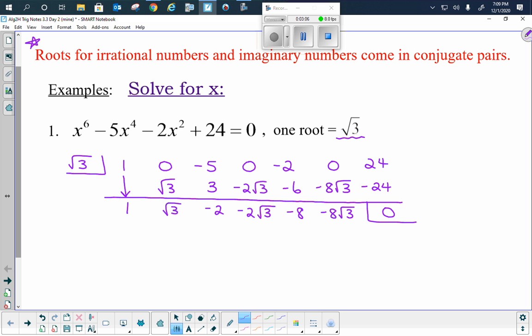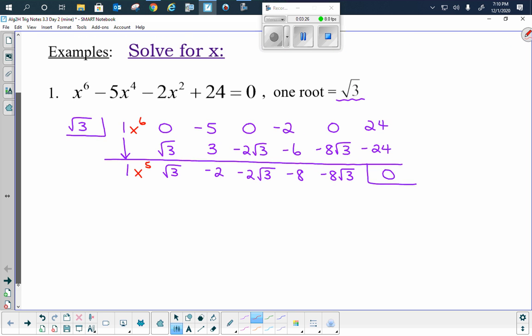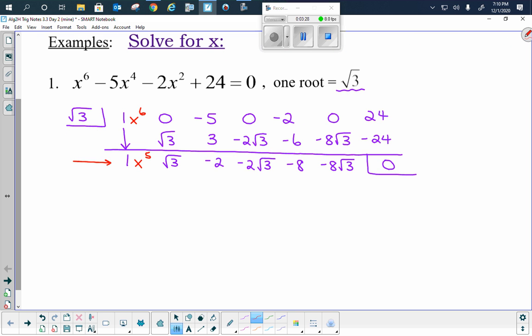I've now depressed this equation from x to the 6th to x to the 5th. Well, I don't want to start over with another root and go back to x to the 6th, because the only thing I can depress it to is x to the 5th, which means, here's the key. Once you have a root, you now use these as your coefficients. That's what you're going to divide into. And if it's truly a root, again, your remainder better be 0. This is another reason you box that remainder at the end, because it's not part of this.